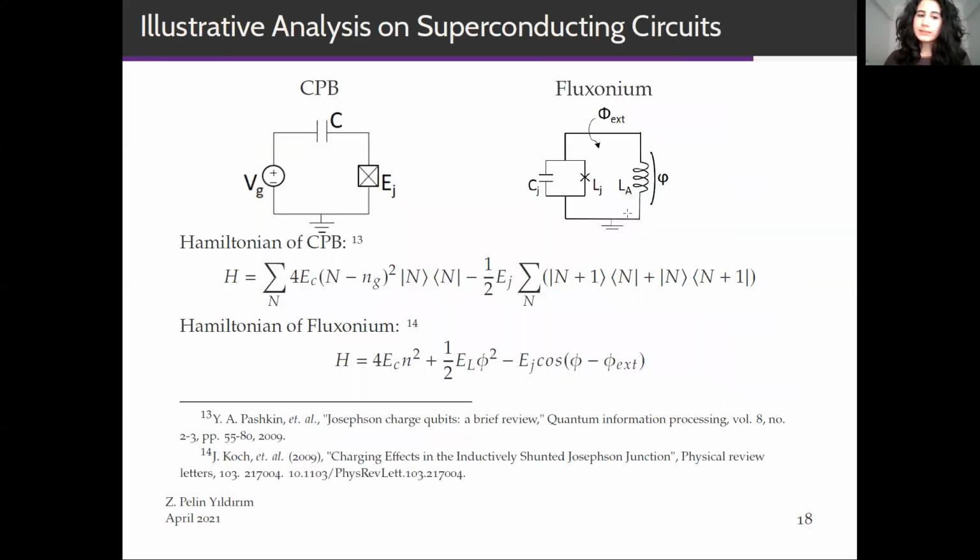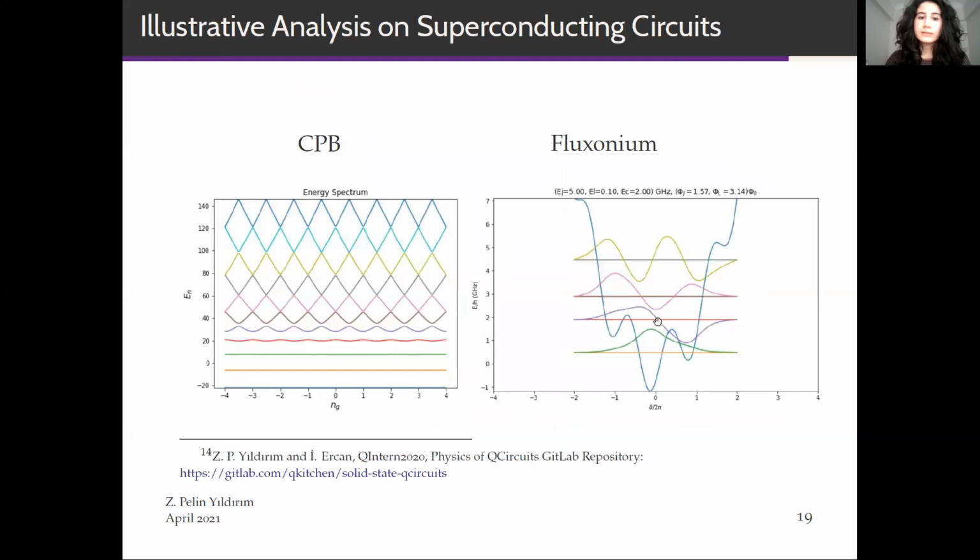So let's look at an example comparison of two superconducting qubits, Cooper pair box and fluxonium. These are the circuits and these are the corresponding Hamiltonians. These graphs are generated by my supervisor İlke and me. Here we can see the energy levels of the two qubits. But why do we care about it?